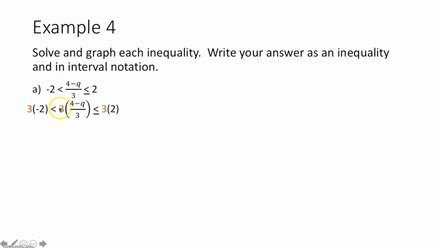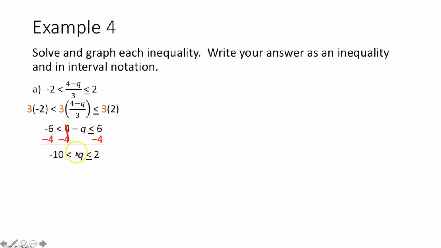The reason we do this is these 3's now are going to cancel each other out, and I'm left with 3 times negative 2 over here, which is negative 6, and 3 times 2 over here, which is positive 6. Sweet! Now it's super easy. To get q by itself, I've got to get rid of anything added or subtracted to it first. So this 4 has to go. Since it's positive 4, I subtract 4 from the middle and from each of the endpoints here. Now these cancel each other out. Negative 6 minus 4, the same thing as negative 6 plus negative 4, so that'd be negative 10. Over here, 6 minus 4 gives you 2.